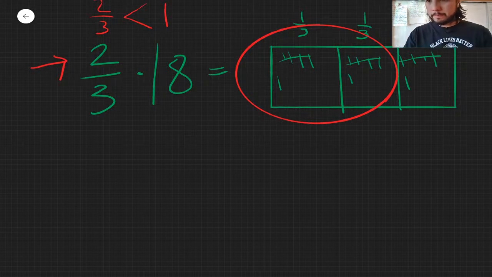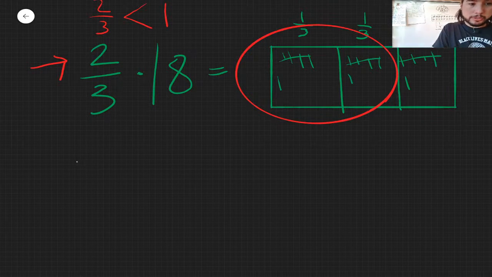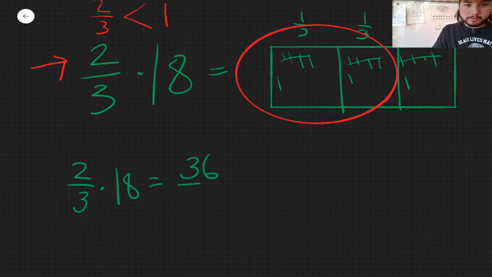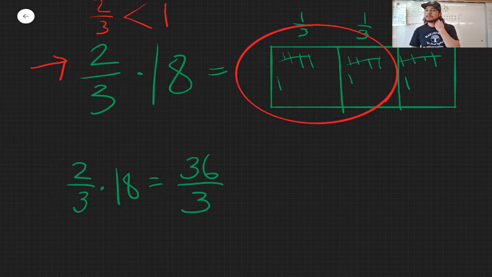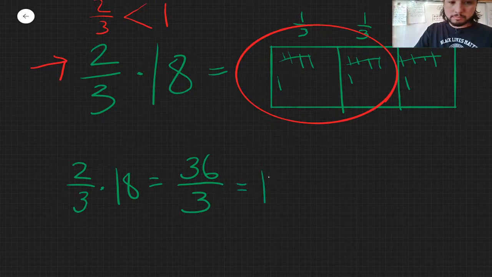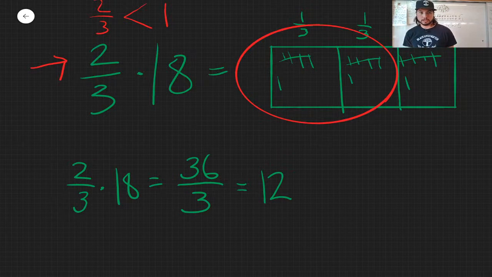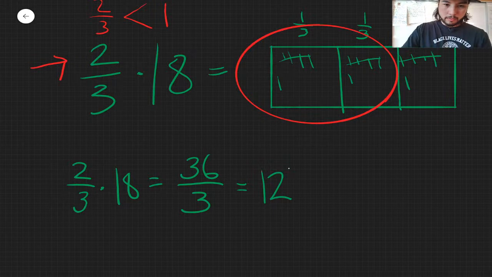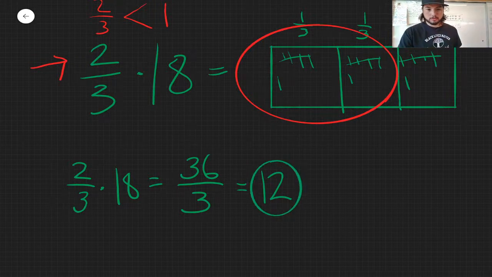All right, the other way to do it, multiply your numerators first. 2 times 18 is 36. Keep your denominator, and then divide by 3. 36 divided by 3. Oh, look at that. It equals 12. Just like our example up top. So our final answer in this case is going to equal 12.